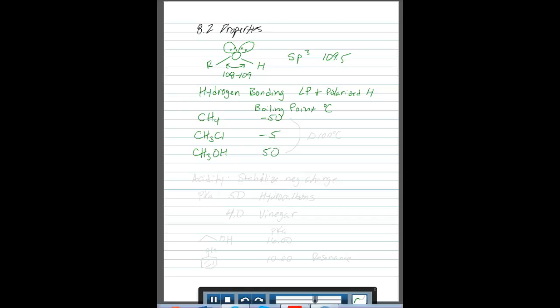Okay, so there's a difference of 100 degrees Celsius by putting on an OH group with hydrogen bonding. That's a huge effect. Just to kind of show you how important hydrogen bonding is.